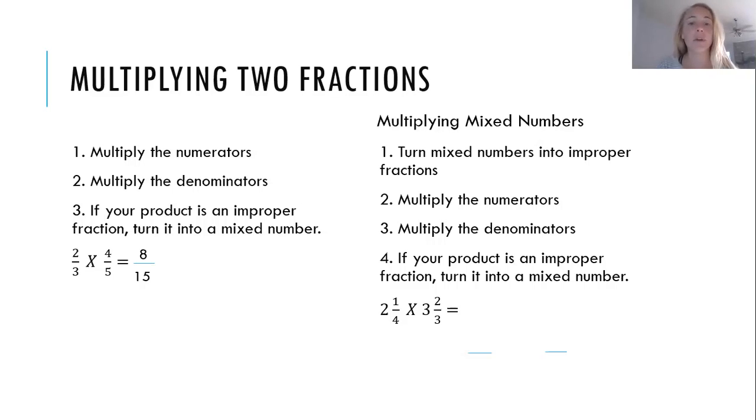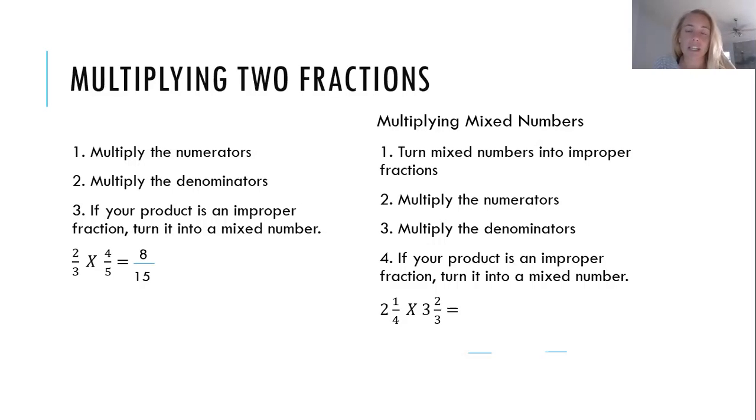So I take my whole number and times it by my denominator. So I have 2 times 4, which is going to equal 8. Now I add in my numerator. 8 plus 1 equals 9. 9/4 will be my first improper fraction, 9/4.